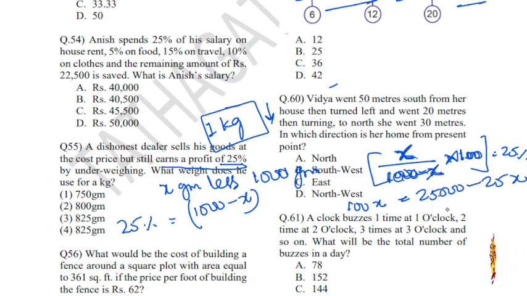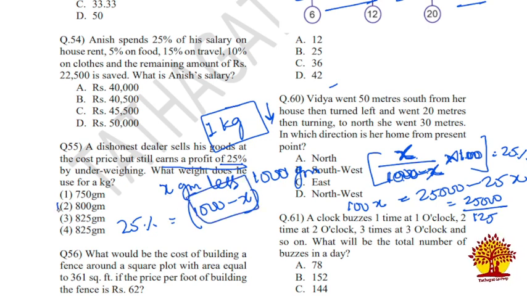Taking minus 25x to this side, 125x is equal to 25,000. x is equal to 25,000 divided by 125. You will get the answer as 200. x is 200, which means actually he uses 1000 minus x, which is 800. 800 grams is the right answer.